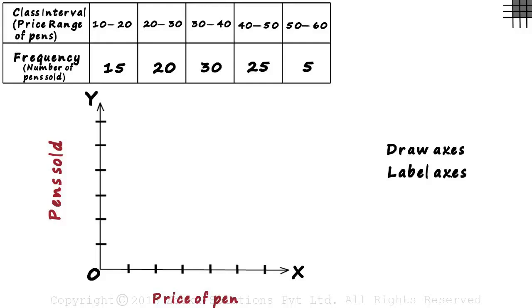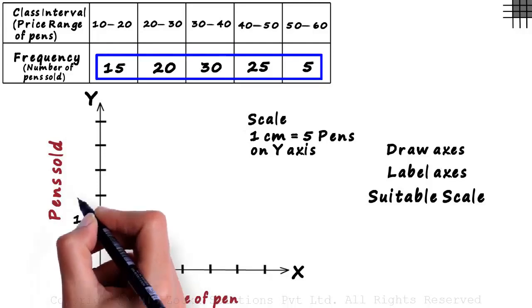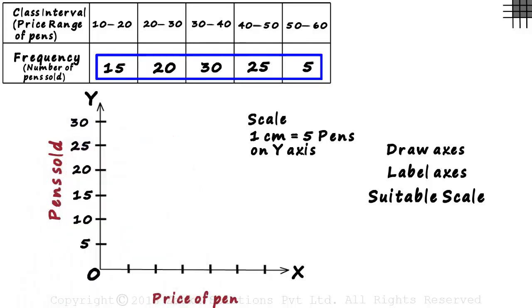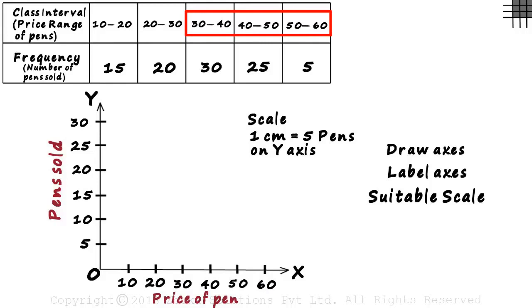Now we have to choose a suitable scale for the y-axis. The number of pens sold range between 5 and 30. A scale of 1 centimeter equals to 5 pens on the y-axis would be perfect, as we would need just 6 divisions. We start writing the values on the y-axis: 5, 10, 15 and so on up to 30. And on the x-axis, we start writing the price range of pens. The first range is 10 to 20, then 20 to 30, and so on up to 50 to 60.